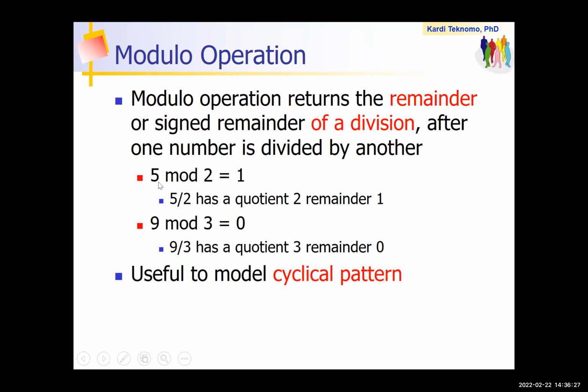So the mod operation will return the remainder of a division. The remainder is always an integer, so in that case, the mod operation produces an integer. So why is the mod operation important? Because it can be used to model a cyclical pattern.